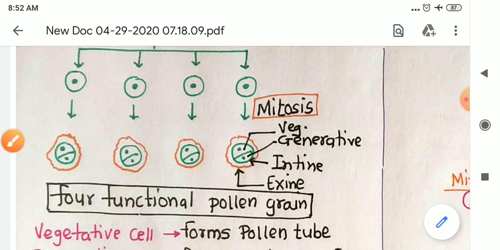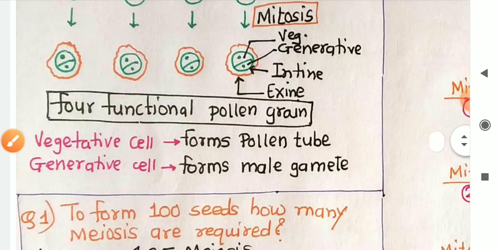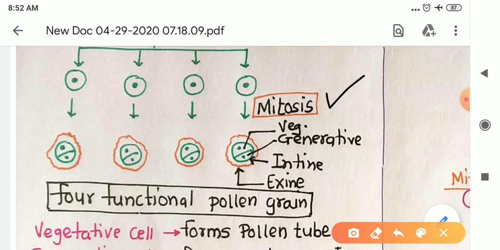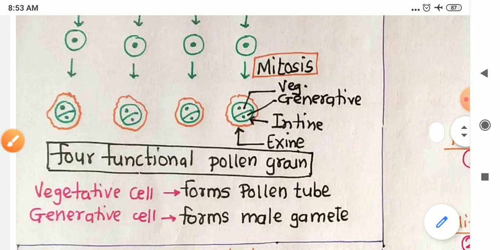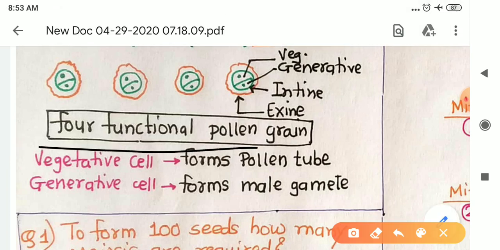These pollen grains get differentiated into functional pollen, and in this functional pollen there will be a mitosis, and this mitosis leads to the formation of 2 cells in one pollen grain. One of the cells is large and the other cell is small. The larger cell is called the vegetative cell and the smaller cell is called the generative cell, and this generative cell is nothing but the gamete, that is the male gamete. So if you observe, the vegetative cell forms the pollen tube and the generative cell forms the male gamete.